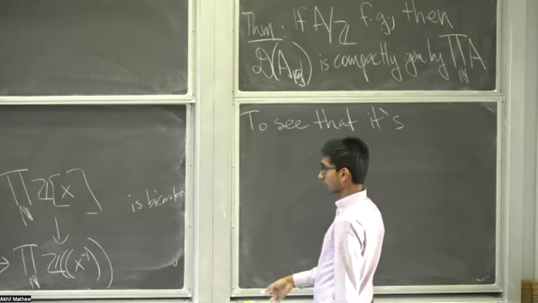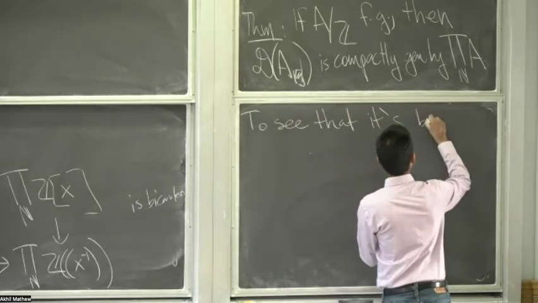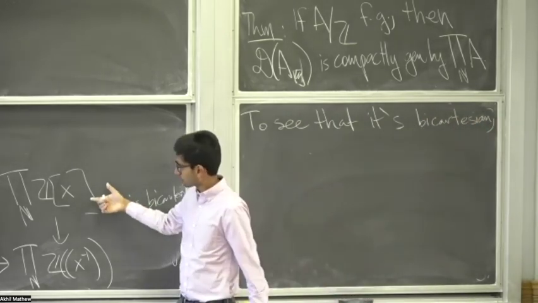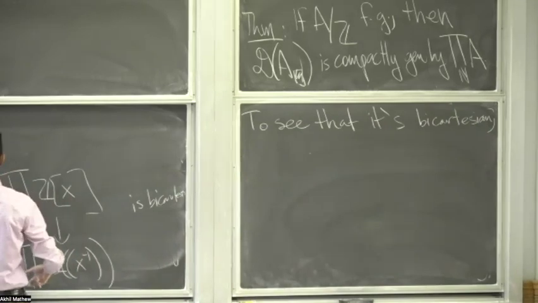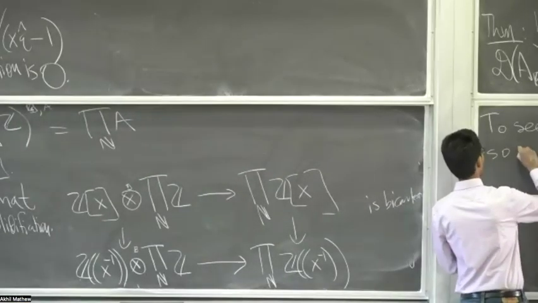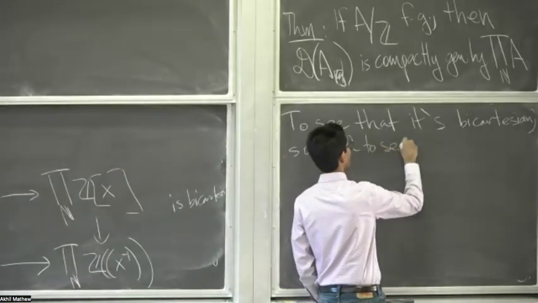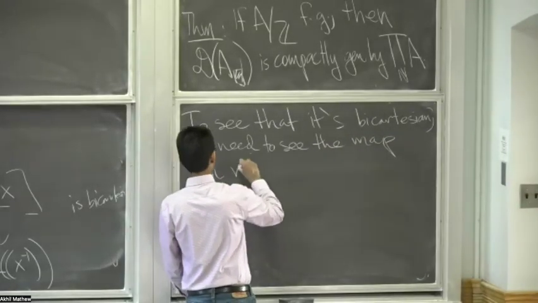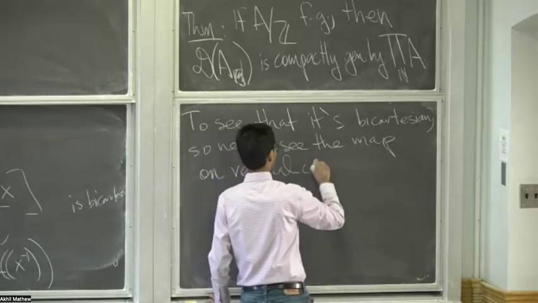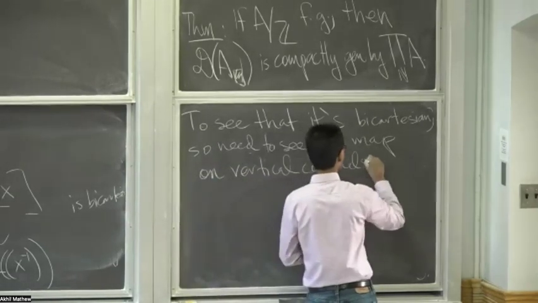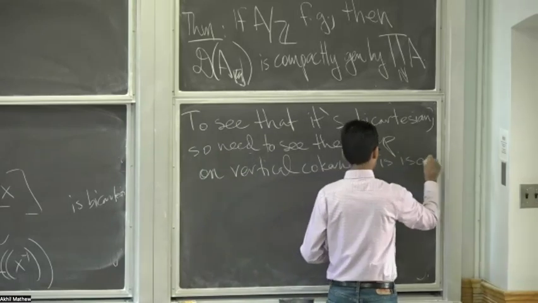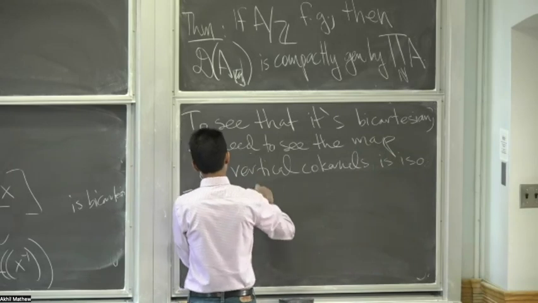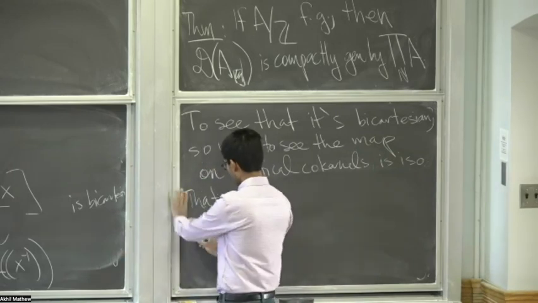Well, I think both maps are going to be injective. So to see that it's bicartesian, both the vertical maps are injective, so we need to see the map on vertical cokernels is an isomorphism. But what is that map? That map is the map Z.